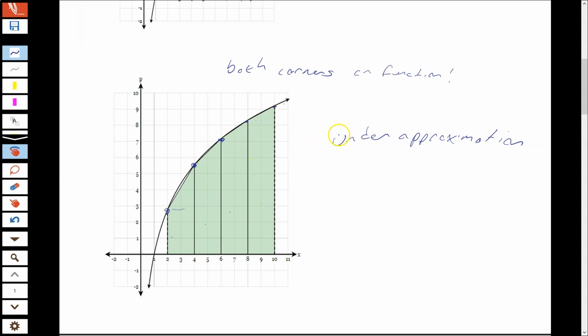However, there is a relationship between the quality of the approximation and concavity. So in this case, this is an under approximation and the function is concave down, meaning it opens downward. So we'll take a look at an example of an over approximation here in the next one.